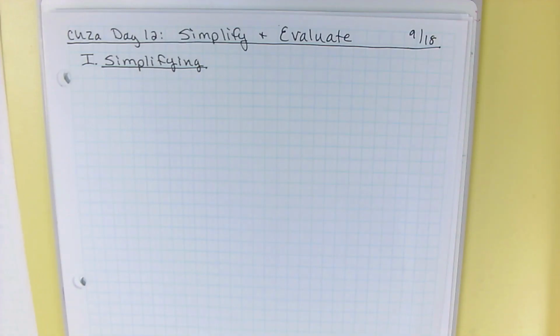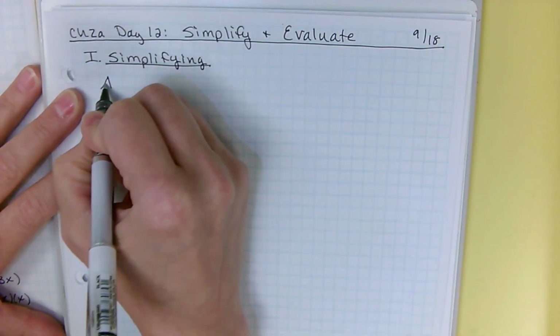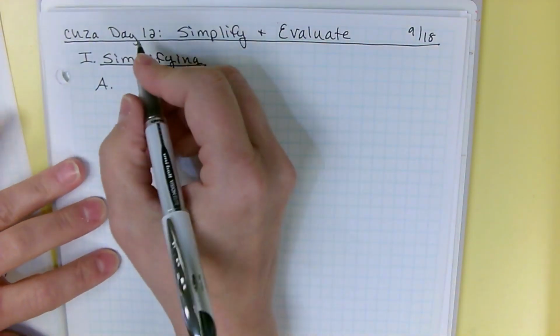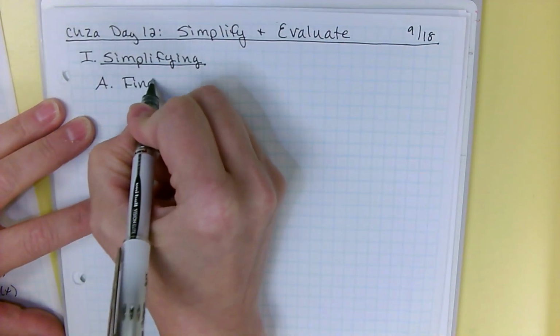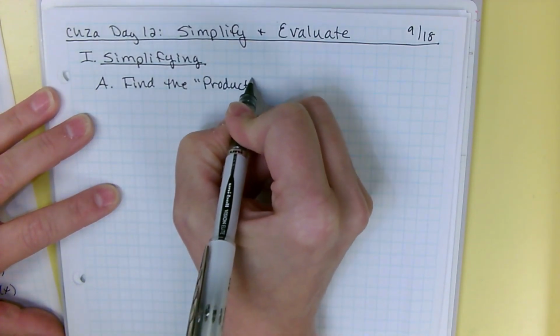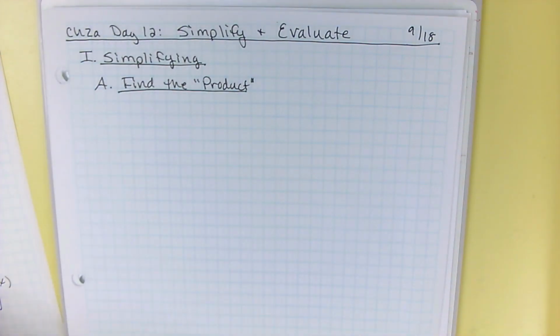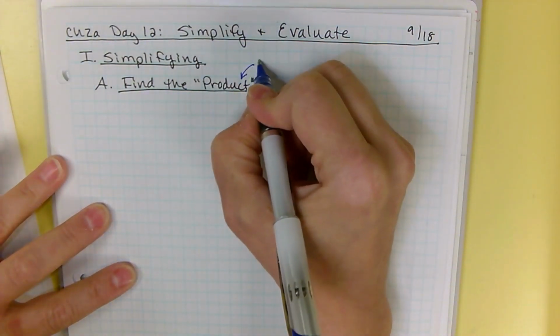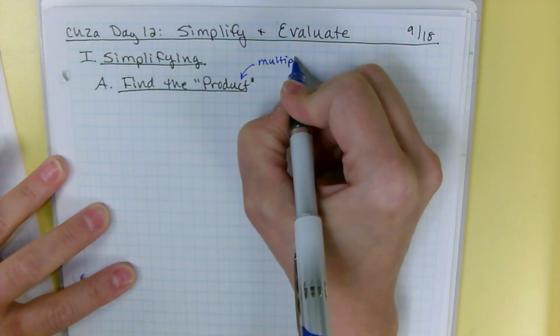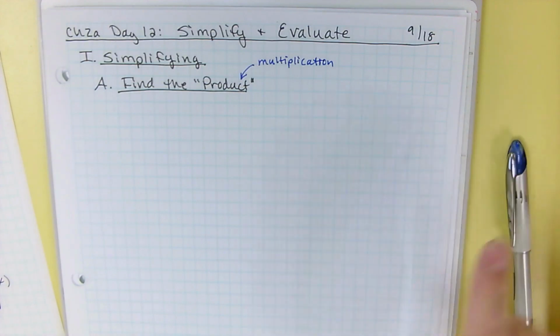All right, so today is simplifying and evaluating. This is day 12. So we're going to start by simplifying. And again, some of these hopefully you've seen before. So problem type A is where you're going to find the product. And the word product is the result of multiplication. So when you multiply, you get a product.